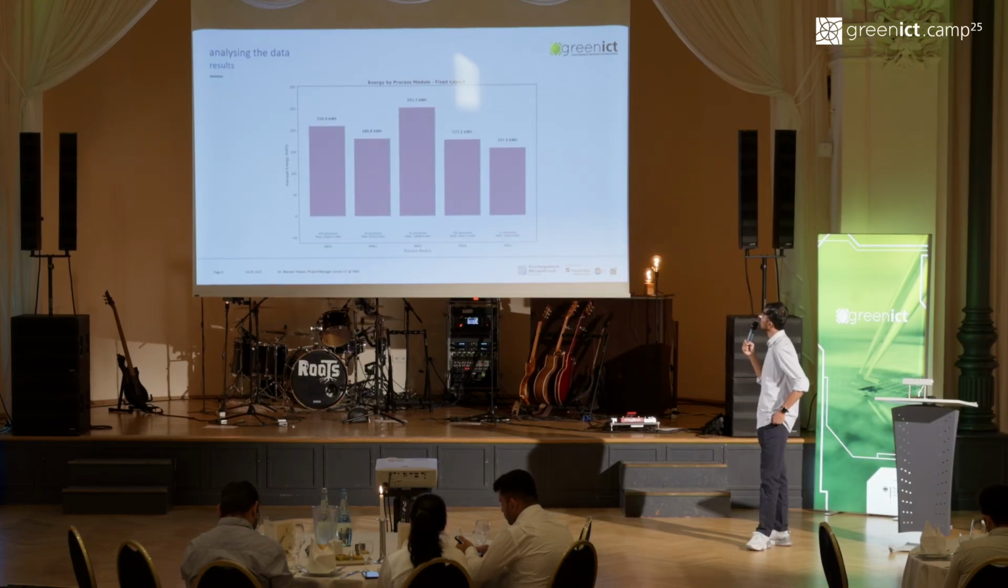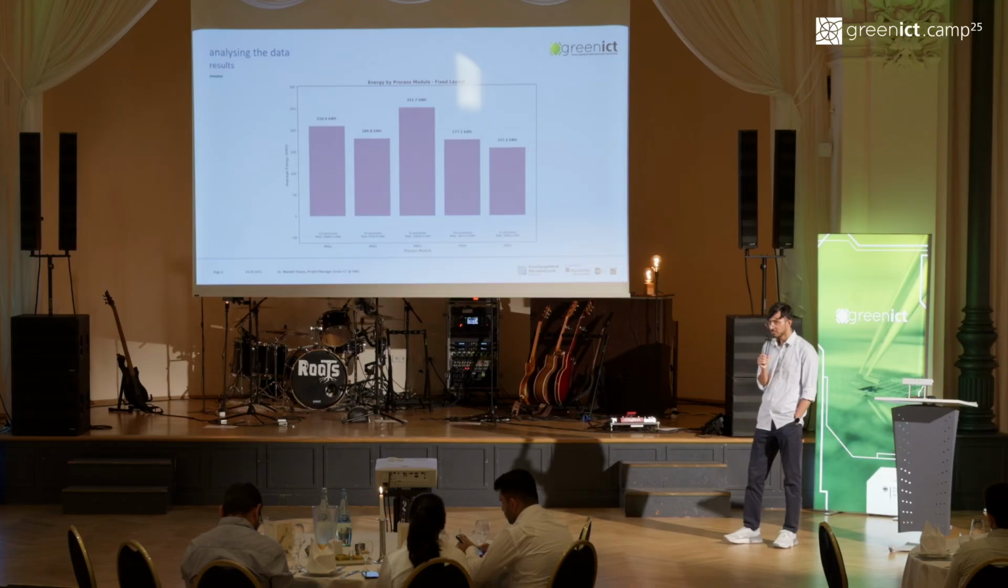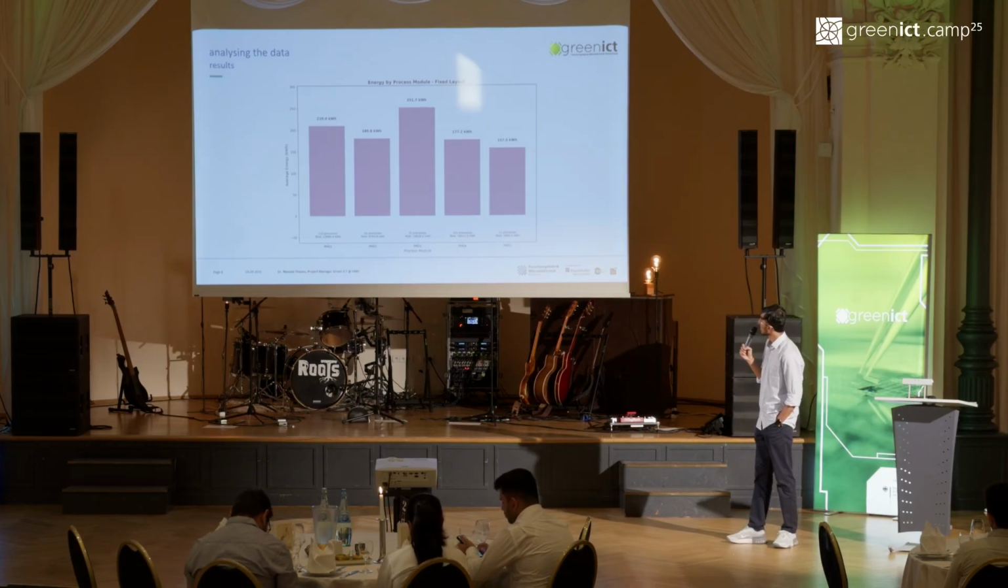This is one of the bar graphs as well, which shows us that there were 5 process modules, and this is the average energy which is consumed by each process module.